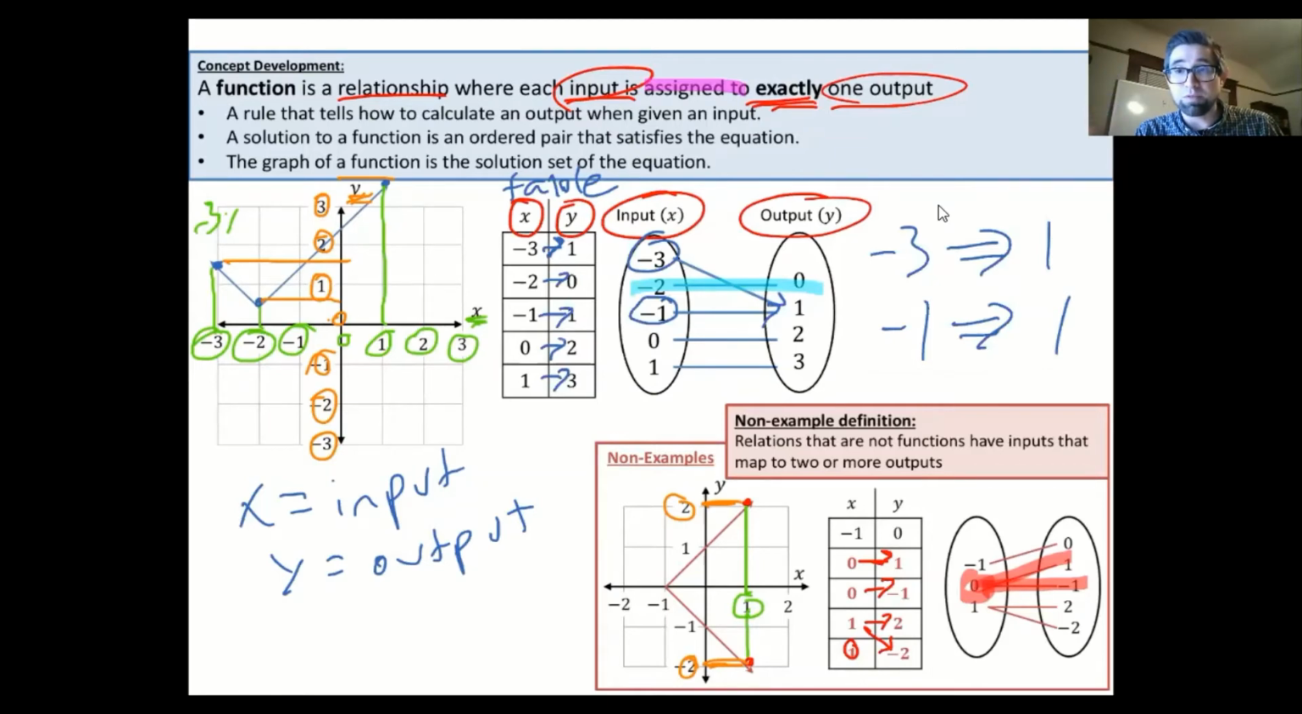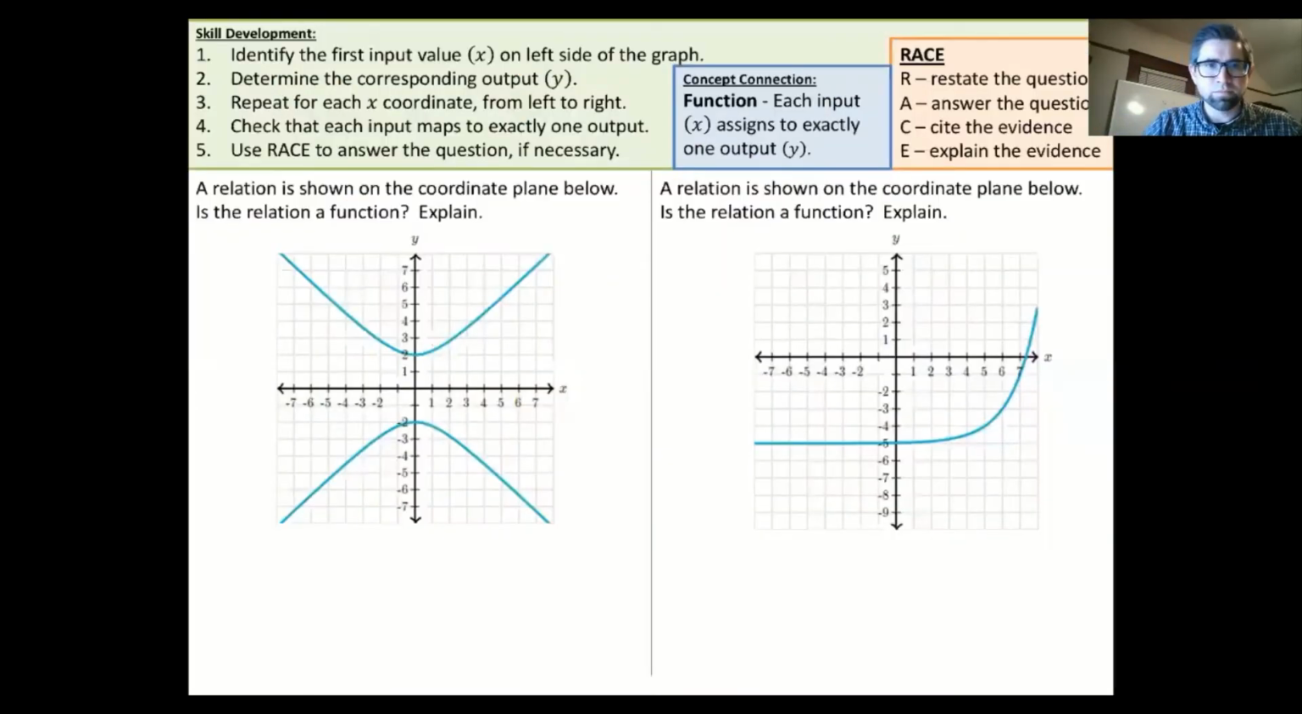Okay, well, let's look at some of the problems and see if we can now figure out how to identify a function from a graph. All right, so let's do our first problem. The problem says a relation is shown on the coordinate plane below. Is the relation a function? Explain. Well, first off, I have a coordinate plane here. That's this XY grid. And I actually see 2 blue lines, and that's the relation I'm looking at. I have to determine, is that a function? And then I have to explain how I know.